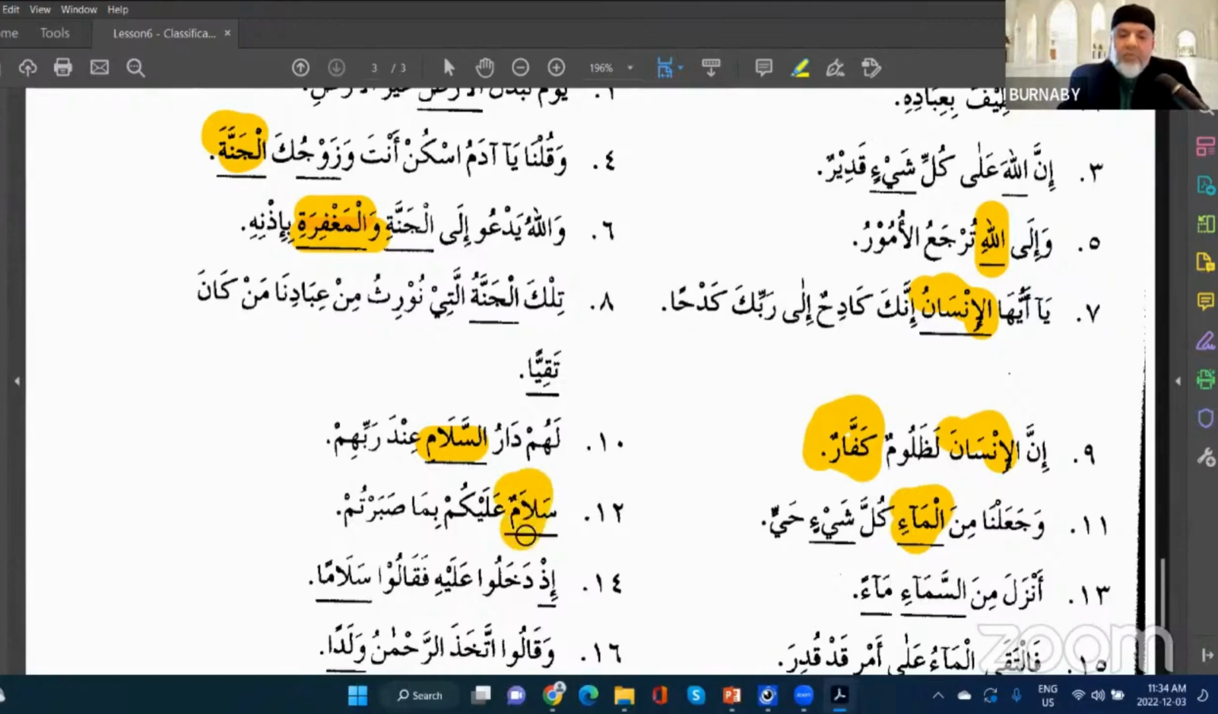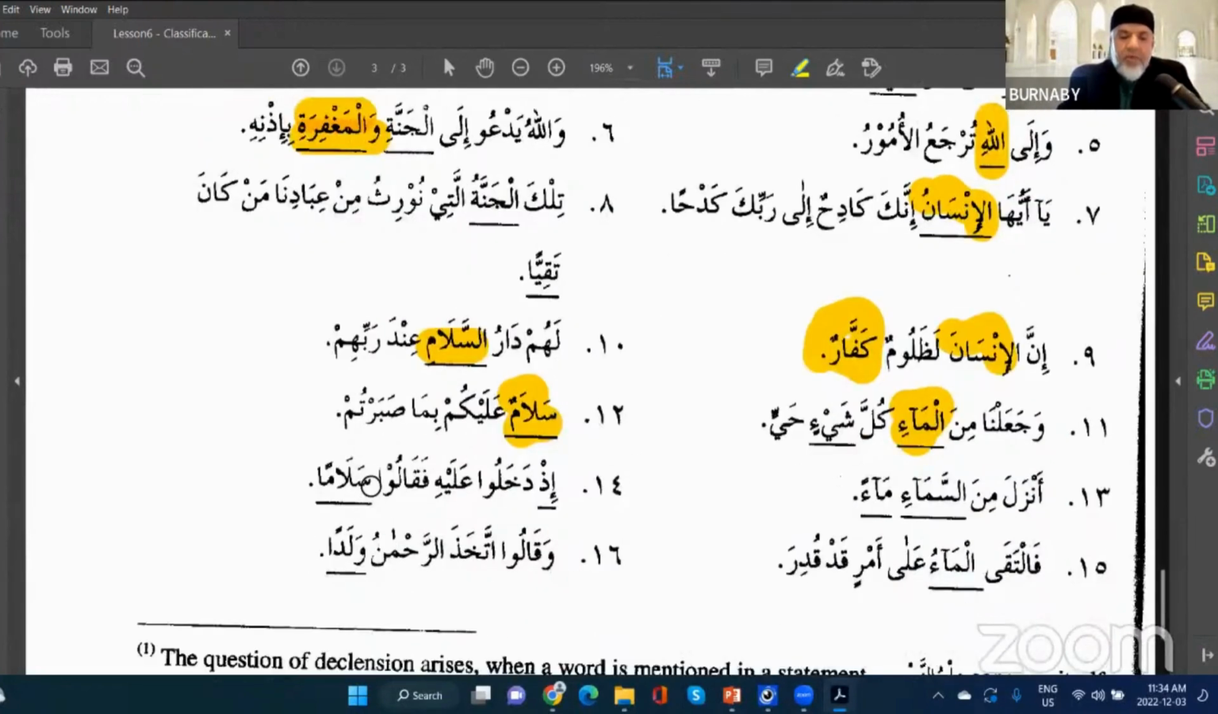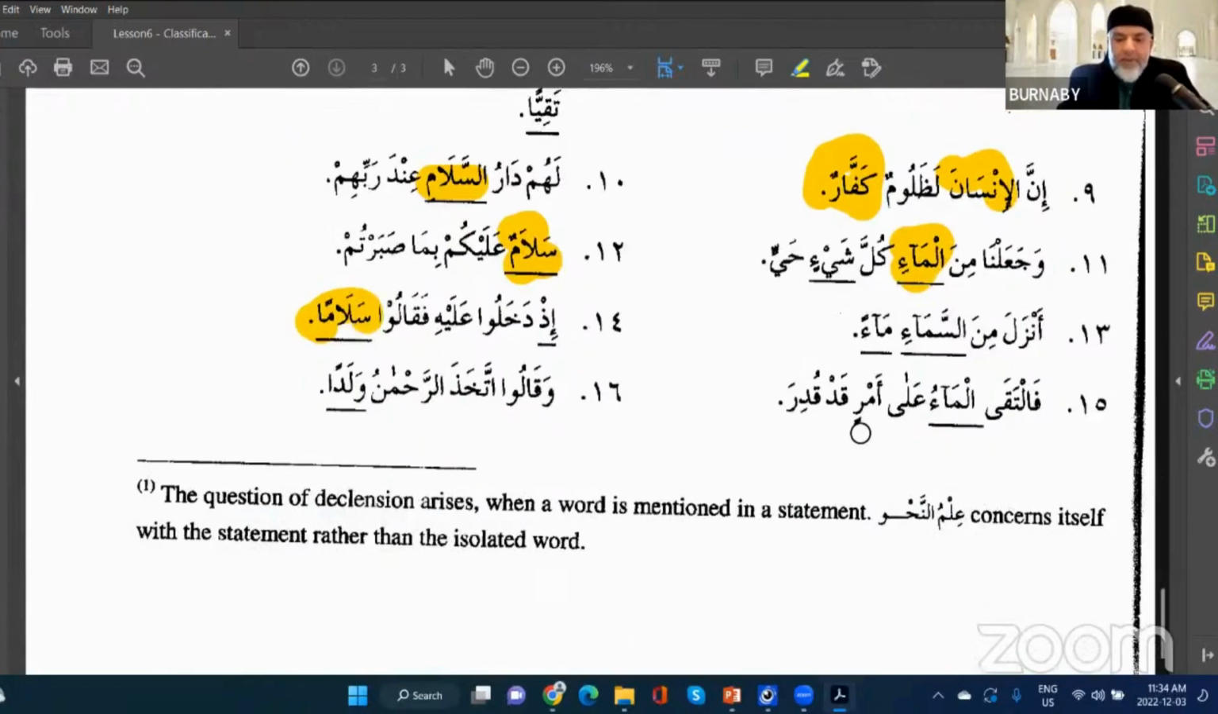Brother Taj, what is salamun? Salamun is rafa, single. Very good job. Okay, what about salaman here? Salaman is nasab. You see how when you want to change the role of salam, it went from rafa to nasab here. Okay, brother Asim, walada.